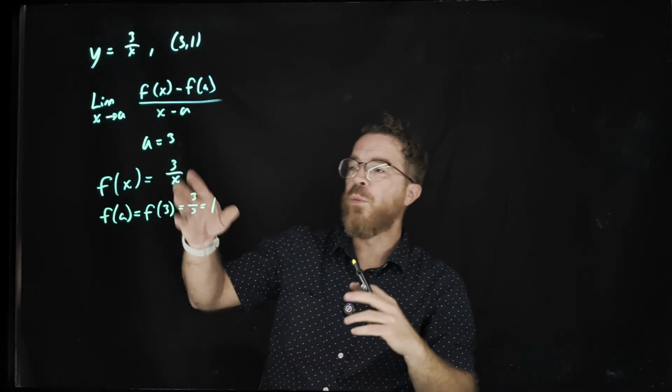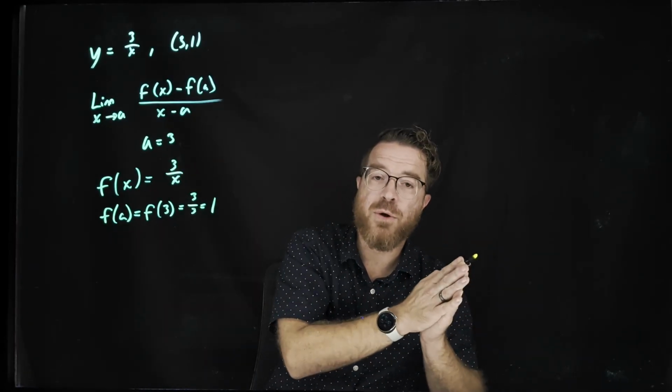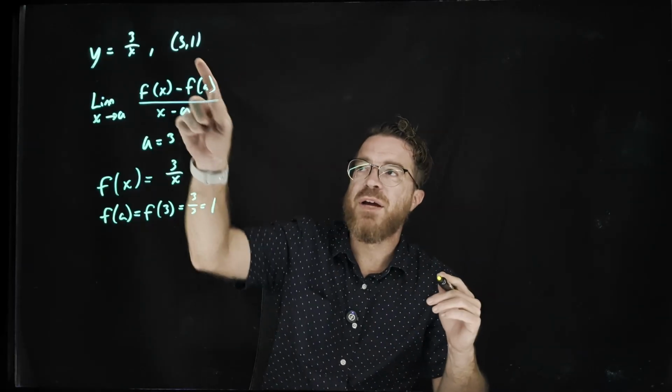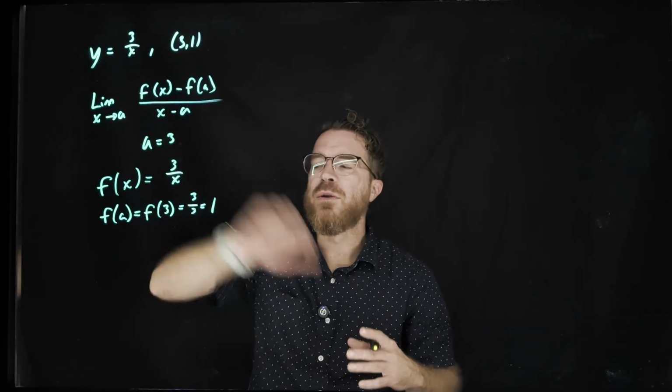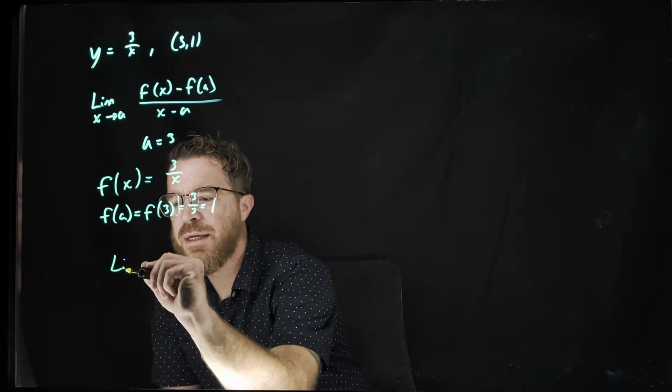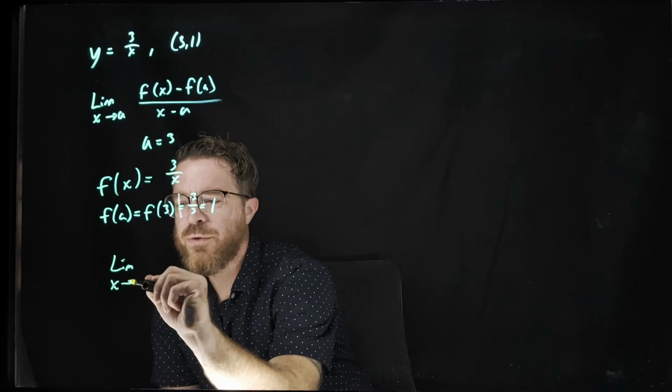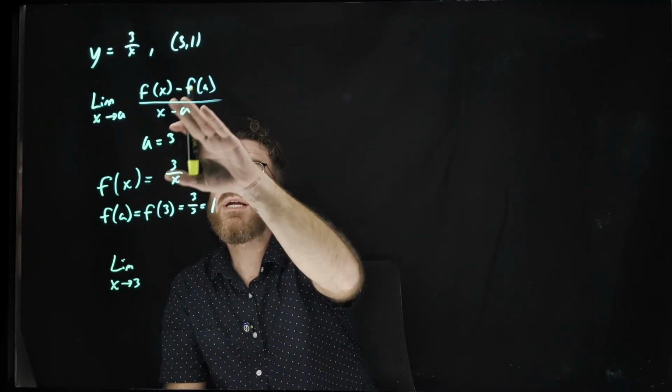So now we know, for our actual point that we're approaching, we know our x value, we know our y value, and it matches what we have here, so that makes sense. So now let's plug it into our limit. So we have the limit as x approaches 3, and then I'm going to plug in my f of x.